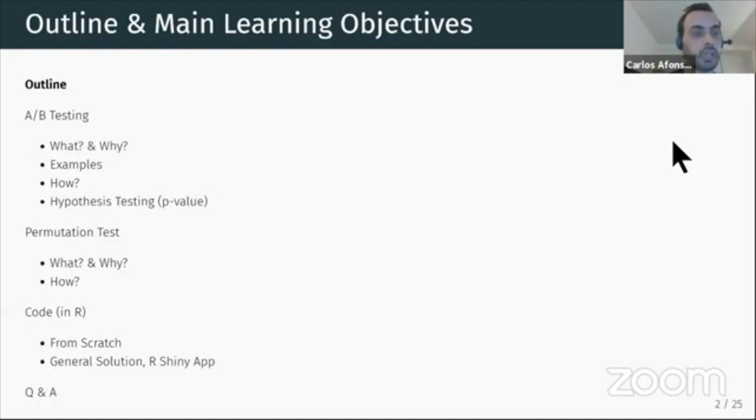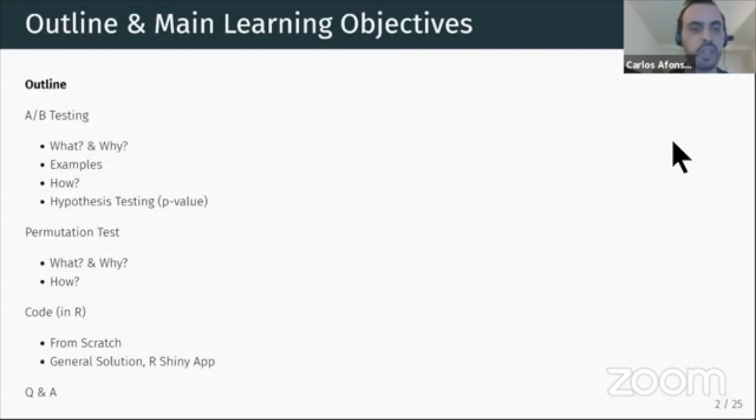So the outline: first, we're going to talk about A/B testing, what it is and why we use it. We're going to talk about some examples of A/B testing. Then we'll cover in detail how A/B testing is done. We'll break down the process into steps. And we'll come down to the idea of hypothesis testing, which is kind of the final step in A/B testing. And we'll cover the main concepts involved in hypothesis testing, in particular, what is the p-value, the infamous p-value.